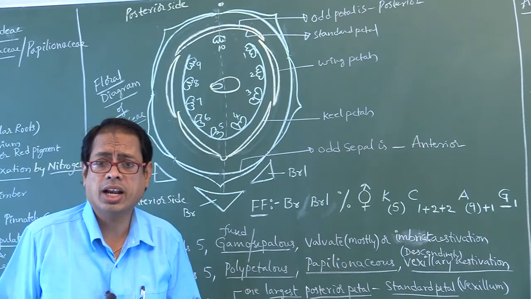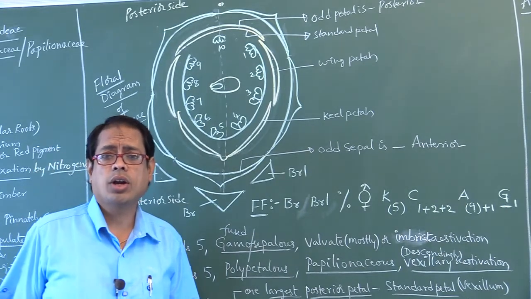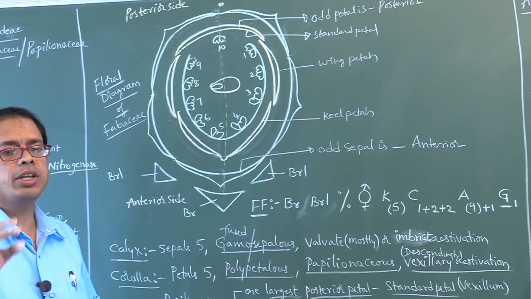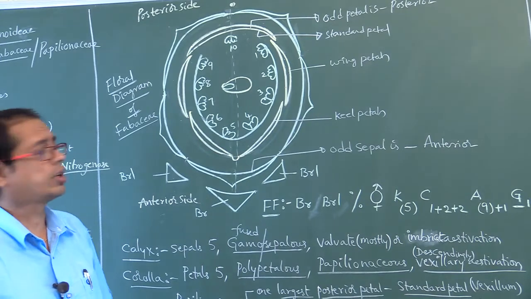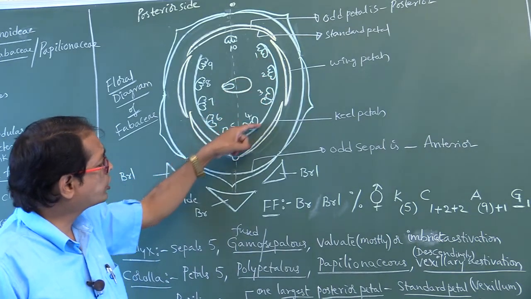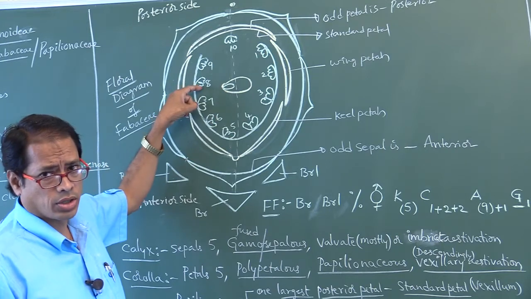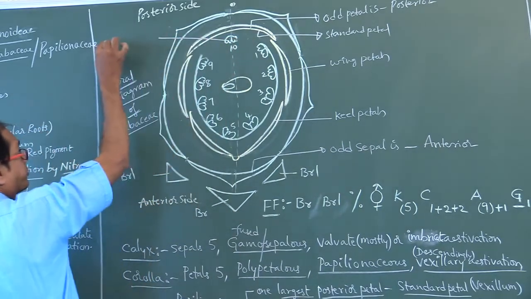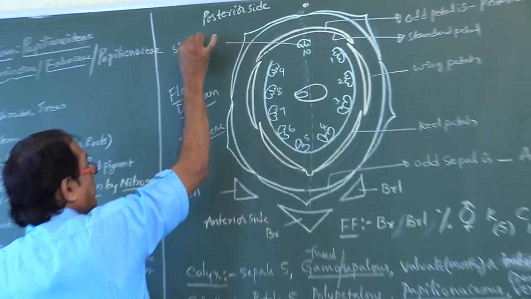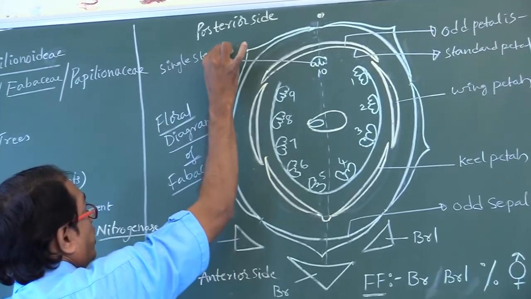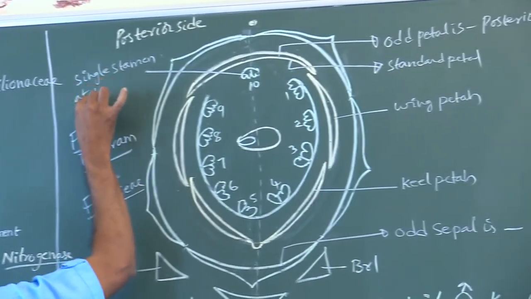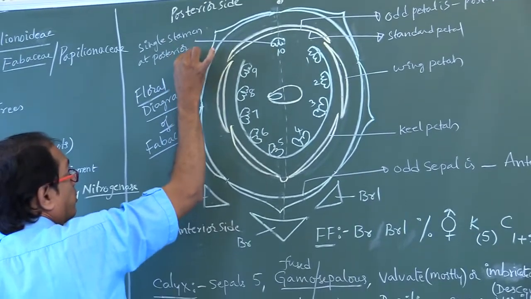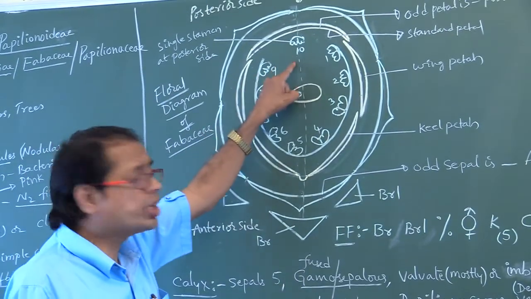If stamens are arranged in 2 bundles, then what do you call that type of arrangement? Diadelphous. Di means what? 2. Adelphi means filaments are fused. So all the filaments are fused in one bundle. This is the single stamen. Single stamen is at which side? Posterior side. Very, very important. Single stamen is at posterior side.